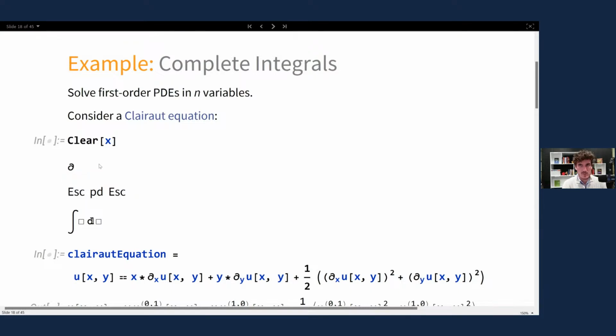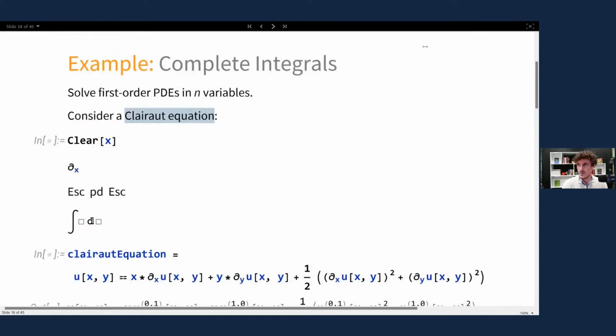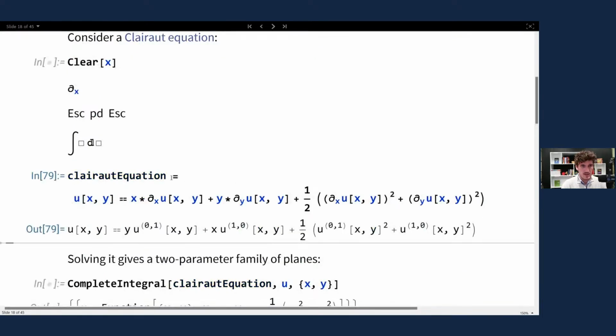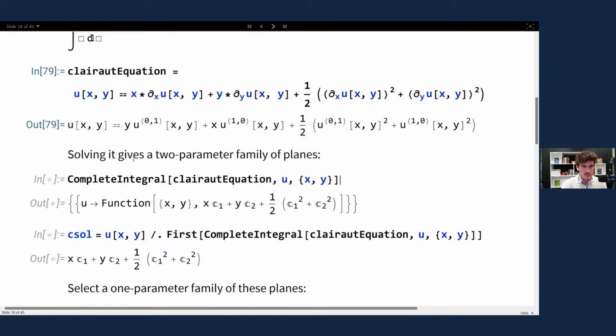And the way you do subscripts is just control underscore and then your subscript. All right. So we use these in this example. So here's our Clairaut equation. You can have a look on the Wikipedia if you like. So we're going to define that and solve it, giving a 2-parameter family of planes, okay? Because we have 2 parameters, C1 and C2.